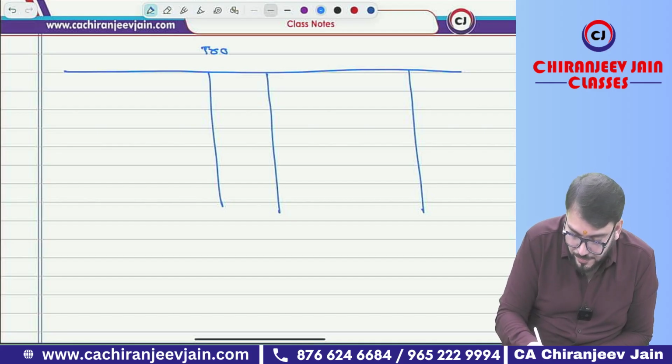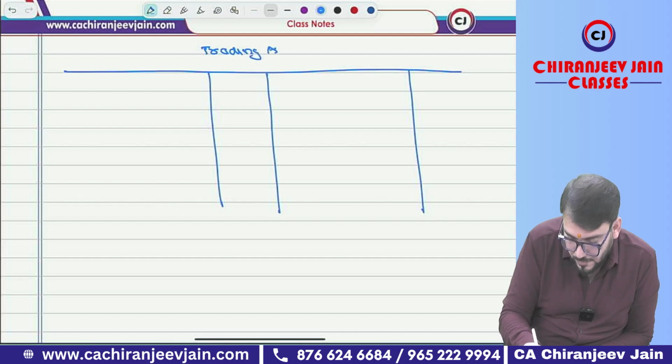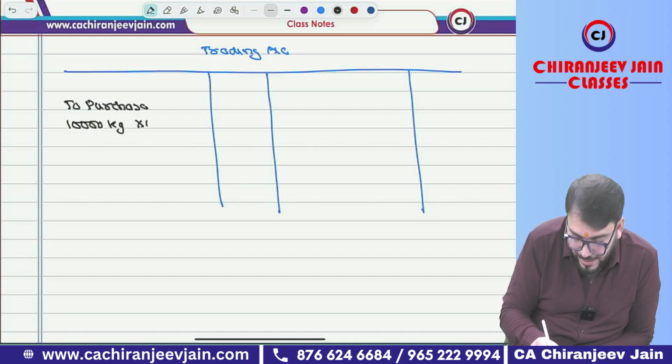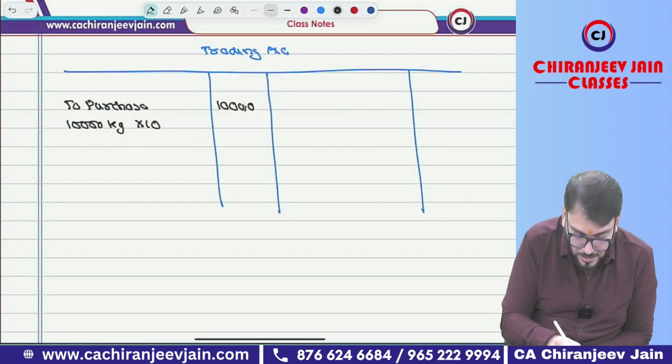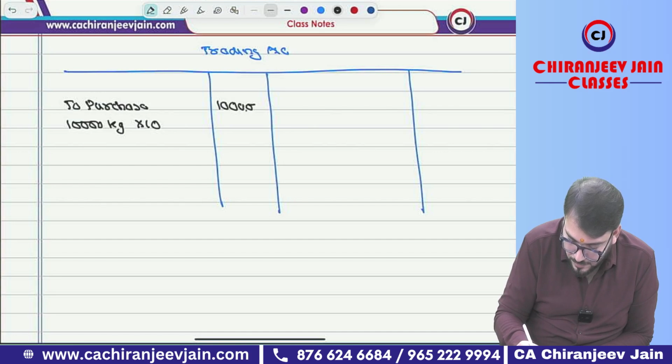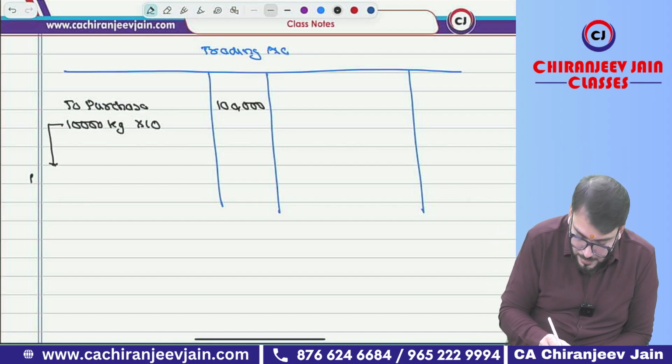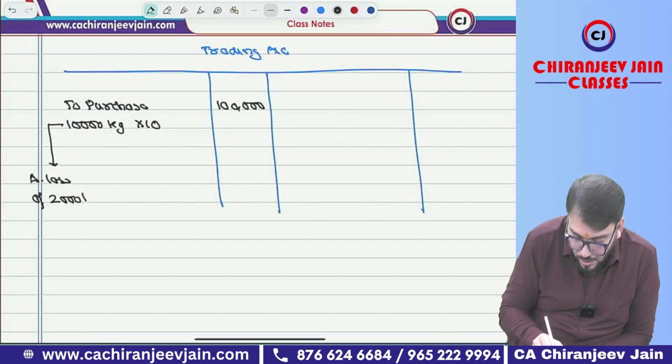We are preparing trading account. And suppose you purchase 10,000 kg at rupees 10. That is 1 lakh. Okay. Chalega. Now out of these, there is an abnormal loss of 2000 kg.